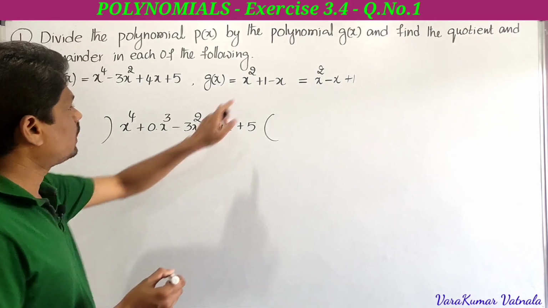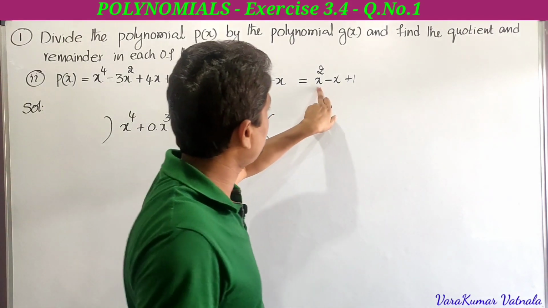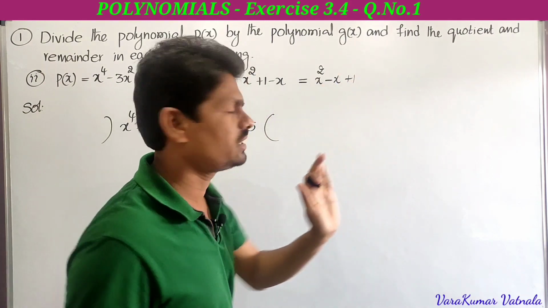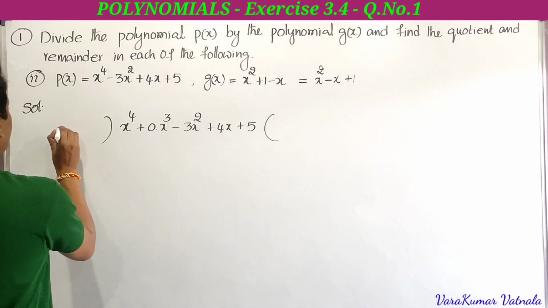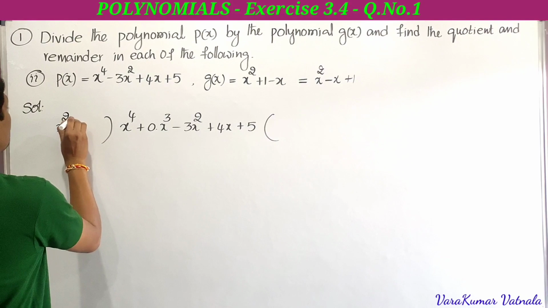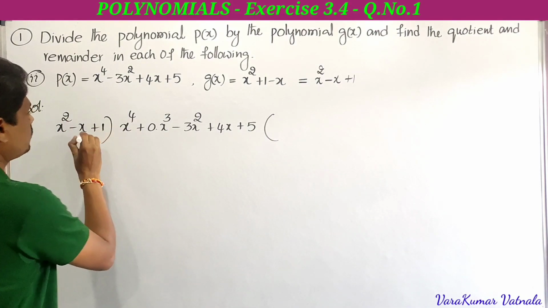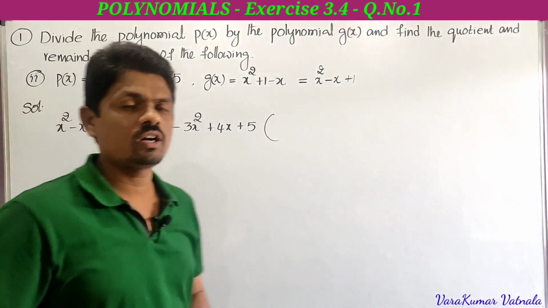So next, write g of x. This is the standard form of g of x. We have to write x square minus x plus 1 as the divisor. So I am writing x square minus x plus 1. This is the divisor. Now we have to start the division.